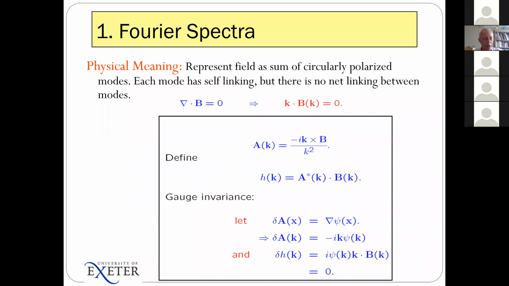So with Fourier spectra, the physical meaning is you're representing a field as a sum of circularly polarized modes. Each mode has self-linking, but there's no net linking between modes. When you Fourier transform everything, div B equals 0 becomes k dot B(k) equals 0. You get the Fourier transform of the vector potential A. You define A star of k dot B of k to be your helicity density. And this happens to be gauge invariant, which is very nice, so you don't have to worry about gauge invariance there. So you get a helicity spectrum.